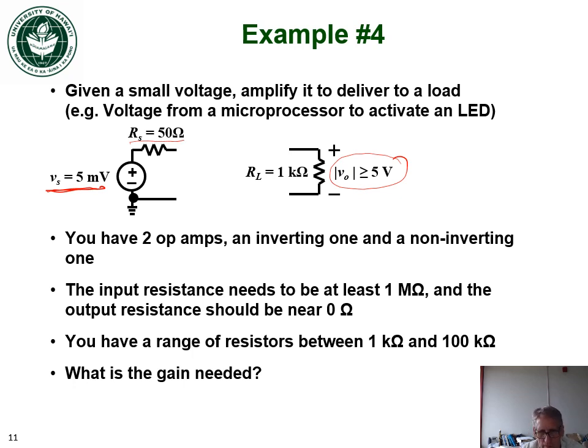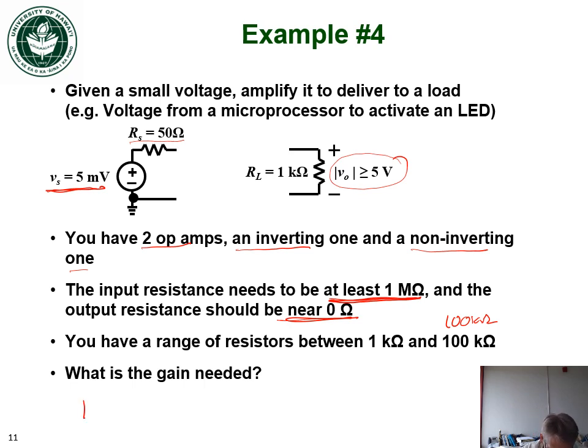So we have two op amps we can choose from, an inverting amplifier and a non-inverting amplifier. The input resistance needs to be at least 1 mega ohm, and the output resistance should be near 0. We have a range of resistors between 1K and 100K ohms. So first question that we need to answer, what gain do we actually need from our inverting or non-inverting amplifier?